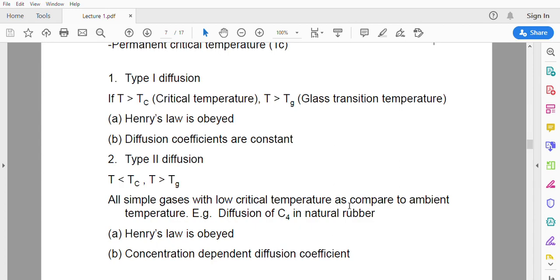So for this condition, you can use Henry's law to calculate the absorption and desorption coefficient of different feed species at the membrane surfaces. But the diffusion at this condition will be concentration dependent. You cannot consider a constant diffusion coefficient. The diffusion coefficient will depend upon the concentration of different species.